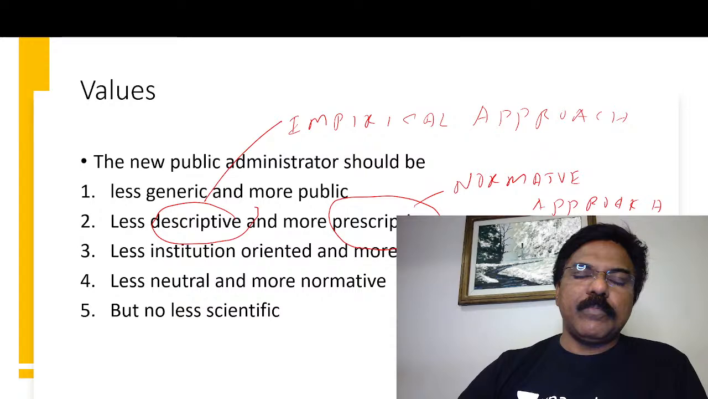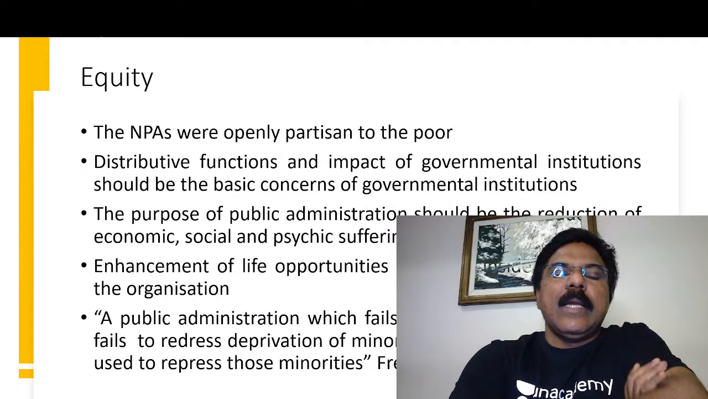What about equity? The new public administrators were openly partisan to the poor, openly biased to the poor. So distributive functions. Equity is about distributive functions, right? How is the distribution happening? Are the poor getting proportionately equal from society? That's a distributive function. How the distributive functions impact government institutions should be basic concerns of governmental institutions. They just need not spend without knowing whom it is going to impact, right?